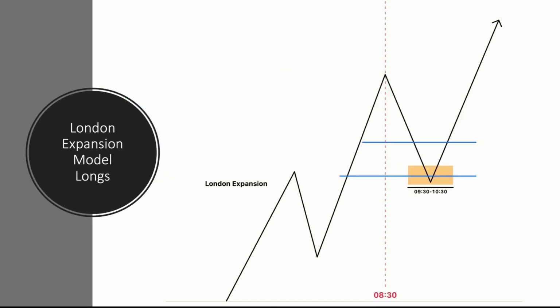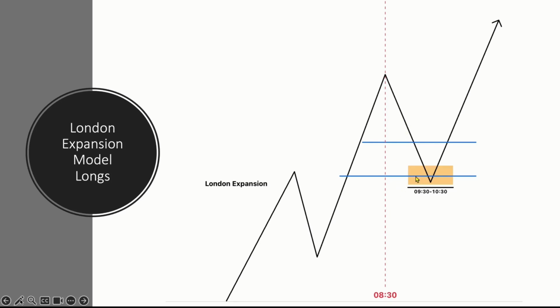And the final model for longs during the AM session is the London expansion model, where we see an expansion leg during London that leaves behind an imbalance. Then between 8:30 to 10, specifically, we want to see a retracement occur. We will discuss this soon, why, but we want to see that CB get reached between 9:30 to 10:30.